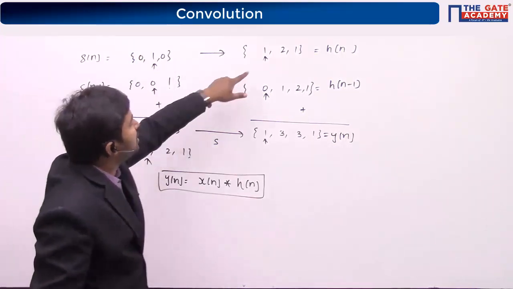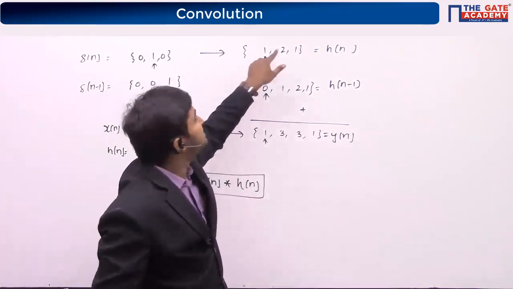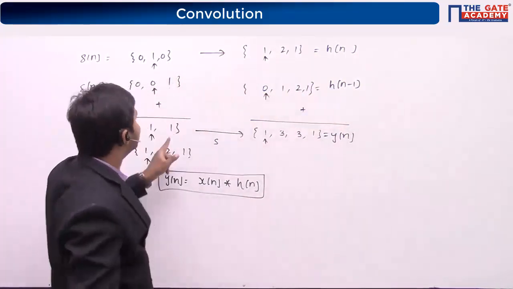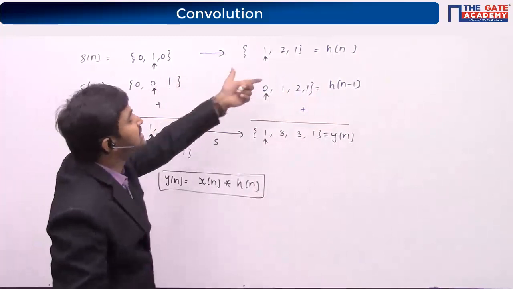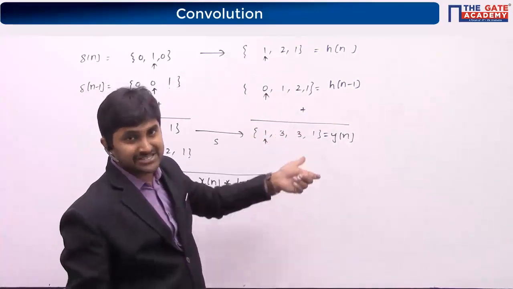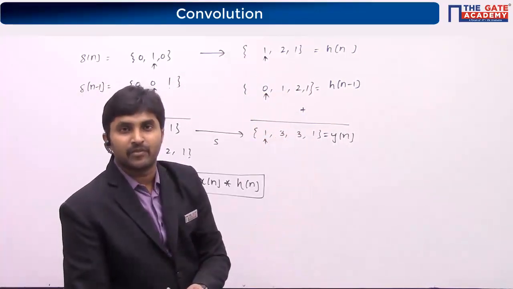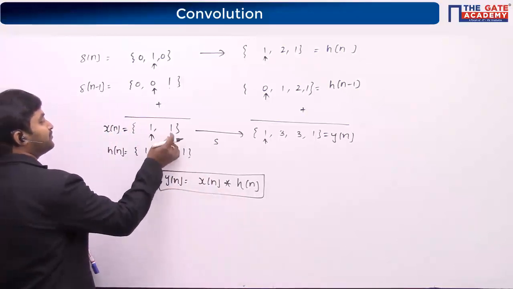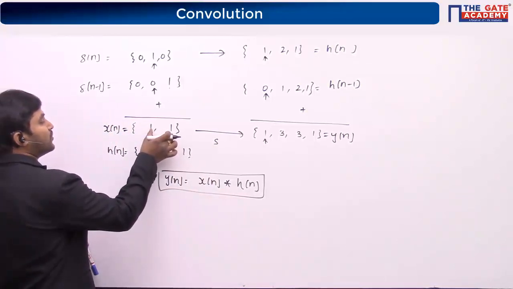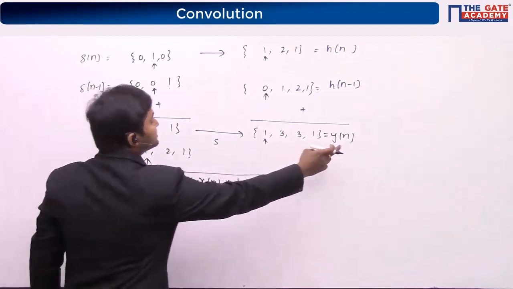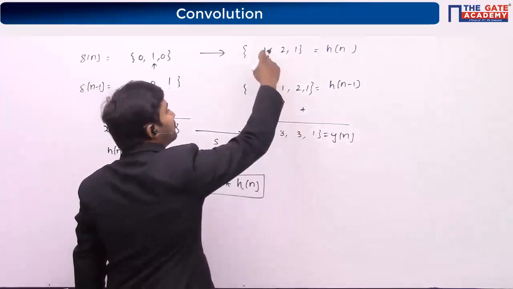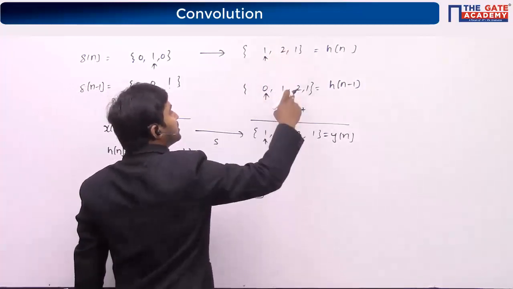So here also I am doing the same thing. I am just adding h of n and h of n minus 1, because if I add the inputs, the responses should also be added, which is nothing but the linear property. So if I apply the input 1, 1, then the response is nothing but 1, 3, 3, 1. How did I get this 1, 3, 3, 1?